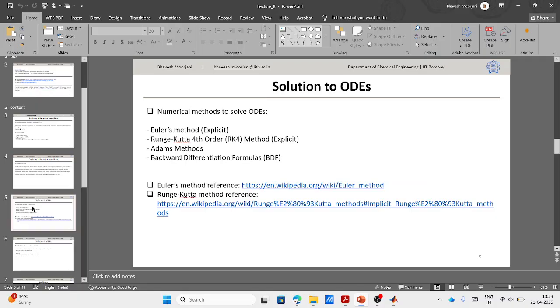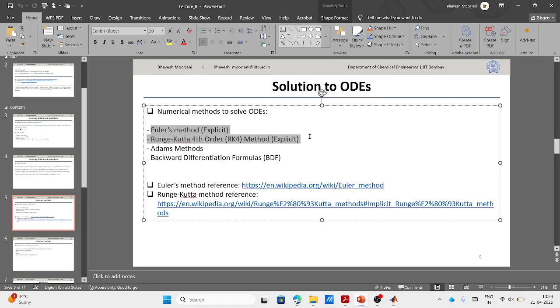Now coming to the solution, numerical methods you must have learned in your 11th, 12th standard or the UG curriculum, where we use Euler's method and the Runge-Kutta method, right? So these are the methods where you solve the ordinary differential equation initial value problems, right?